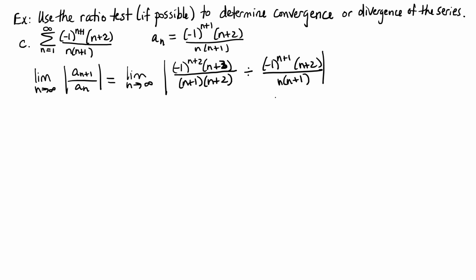Okay, now all the (-1)^(n+2) and (-1)^(n+1) is going to do is change the sign. So I'm going to just drop those out, and what's going to be left is all positive, so I don't need the absolute value anymore. So I'll have the limit as n goes to infinity of, now I'm going to flip and multiply, n+3 over (n+1)(n+2), multiplied by, in the numerator, n times (n+1), and in the denominator, a factor of n+2.